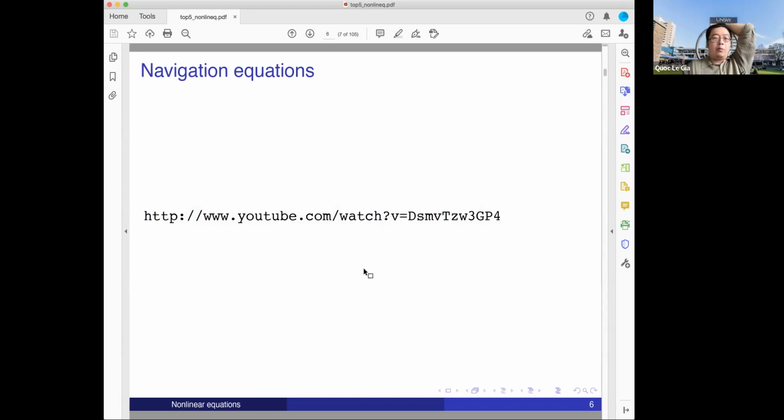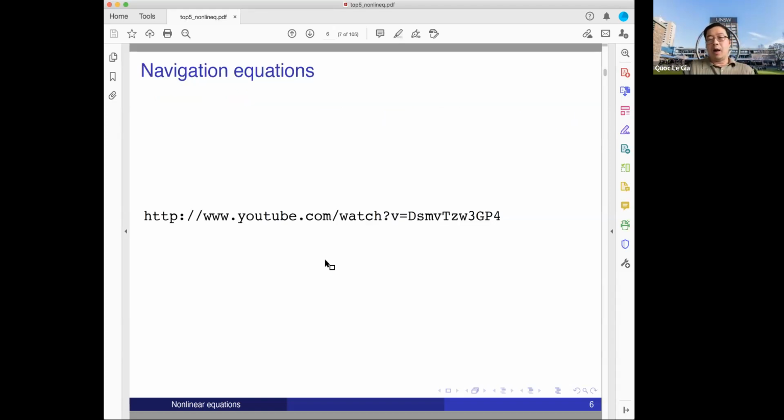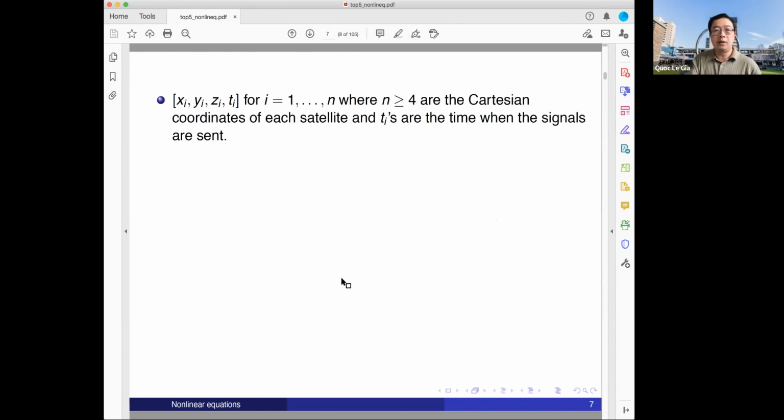And maybe something more familiar to you, because now everyone has an iPhone, right? I cannot click the YouTube video now because I want to record this video and post it on YouTube, so I will put the link here. If you watch it, it will explain how they solve the navigation equation in order to identify your position on Earth. So maybe let me draw pictures, it's easy to explain, and you can watch the video later if you have time.